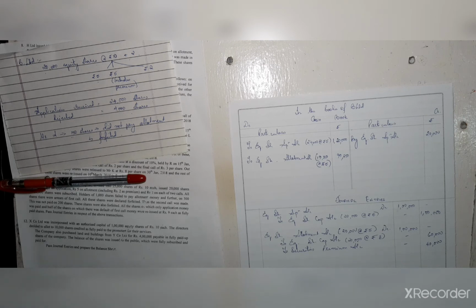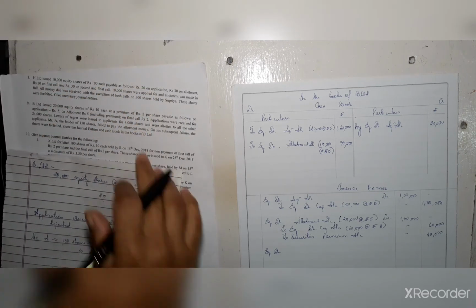Then we'll move on towards making the due entry for the share first and final call. So the entry would be equity share first and final call. Here they've given just final call. So equity share final call account debited to equity share capital account. Amount is 20,000 shares at the rate of rupees 2 each. So total rupees 40,000.